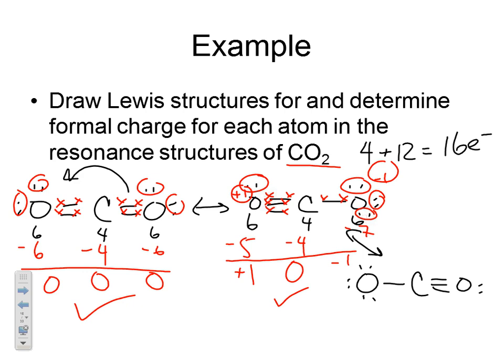And likewise for this structure, we're going to get, again, a 6 - 7, 4 - 4, and 6 - 5. So now we're going to have the +1 and the -1 instead of all zeros. So formal charge is a way of saying, yes, we do have 3 possible resonance structures for carbon dioxide, but if you were to find a single carbon dioxide molecule in nature, it probably has 2 double bonds rather than a triple and a single.